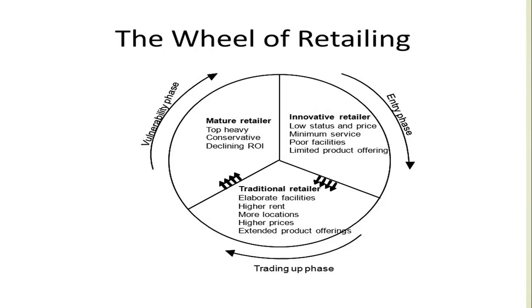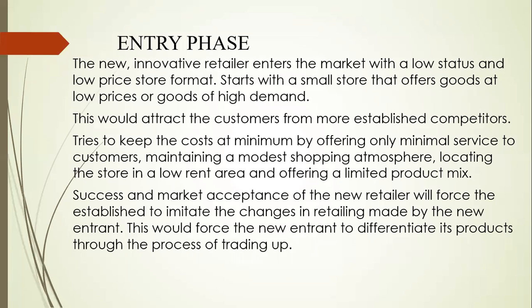So elaborate facilities, higher rent, more locations, higher prices, extended product offerings. So they develop here in the trading up phase. When it comes to the vulnerability phase, the mature retailer is top heavy, conservative and has a declining return on investment. So let's see one by one. In the entry phase, the innovative retailer enters the market with low status, low price, low store format. We have discussed this.